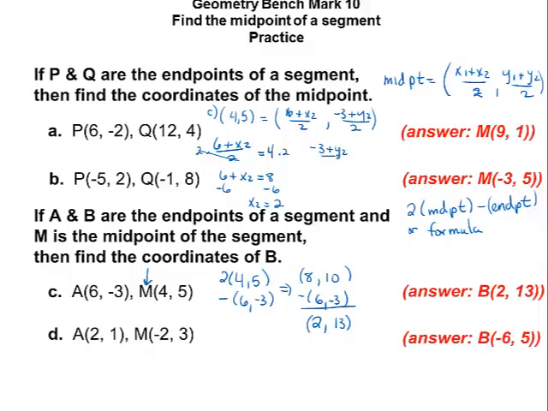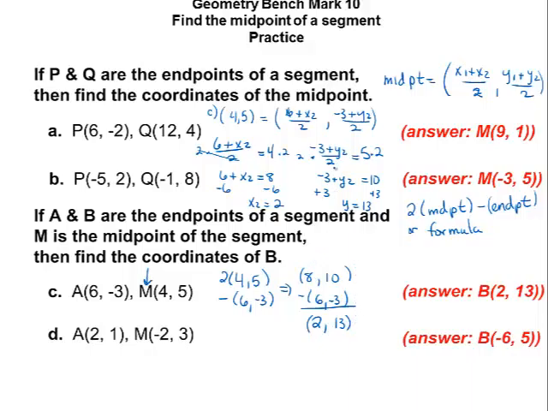I'll have negative 3 plus y2, divided by 2, is equal to 5. Multiply both sides by 2, and I get negative 3 plus y2 is equal to 10. Add 3 to both sides, and I get y equals 13. And so that would make my missing point 2, 13.